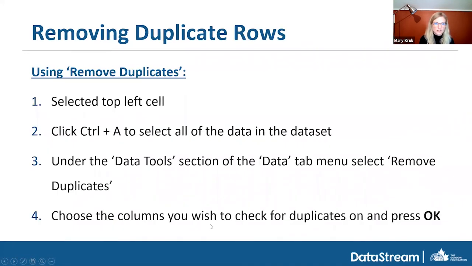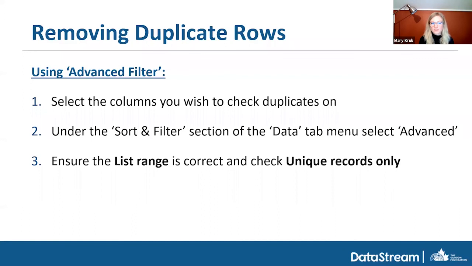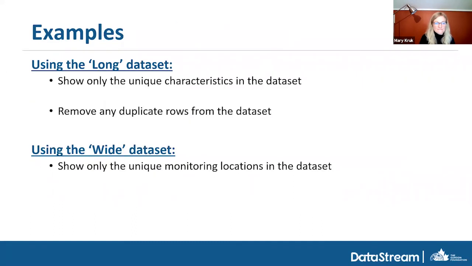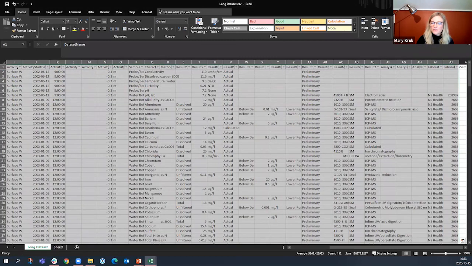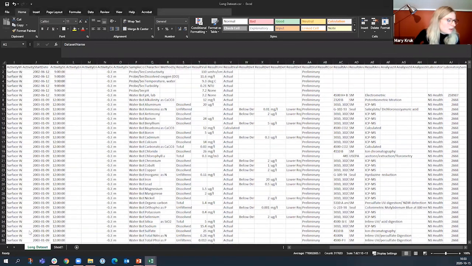Some instructions. So there's two different ways to remove duplicates using Excel, and I'm going to show you both. There's a remove duplicates button, and then there's also an advanced filter button. So we're going to start with long data set again. I'm just going to clear my formatting or filtering on there. I'm also going to remove the filter tab for now, just so that we're only using one function at a time. So the first thing we want to do in the long data set is show the unique characteristics.